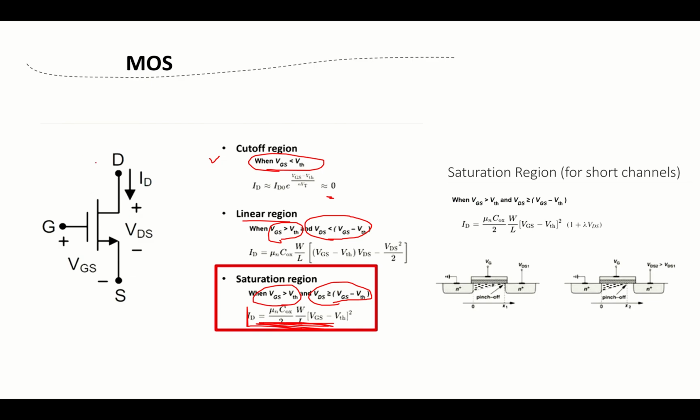And here's how we draw the MOSFET. We've got drain, we've got gate, we've got source. Here's a VGS, here's a VDS, and current will flow from the drain to the source. And here's an arrow showing that, drain to source.